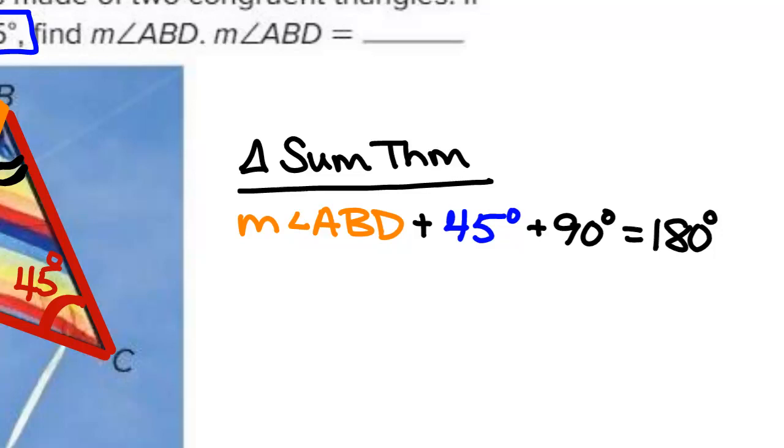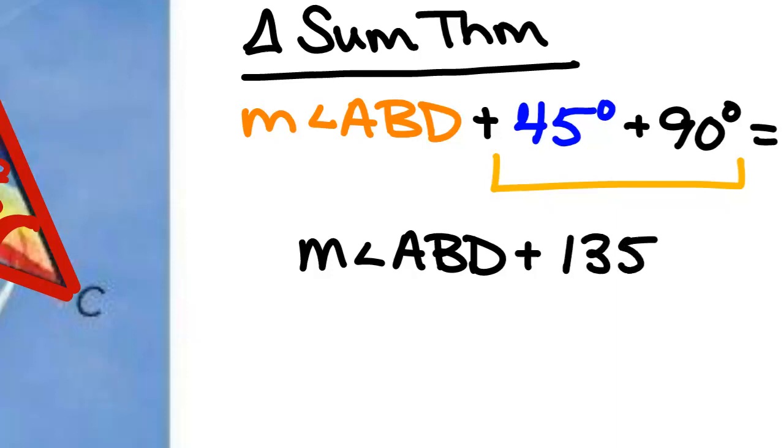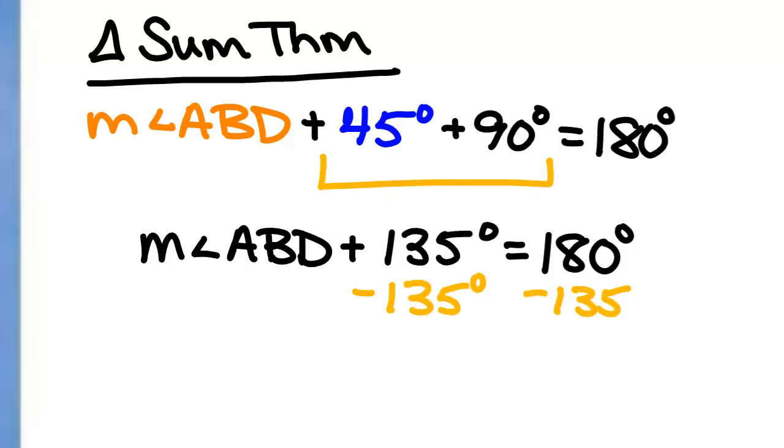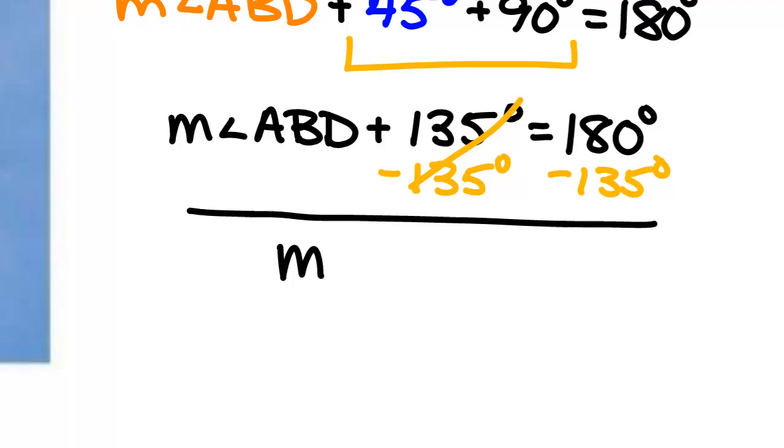Combine my like terms together. What's 45 plus 90? 135. So the measurement of angle ABD plus 135 degrees is equal to 180 degrees. Subtract 135 degrees from both sides. And how big is angle ABD? 45 degrees.